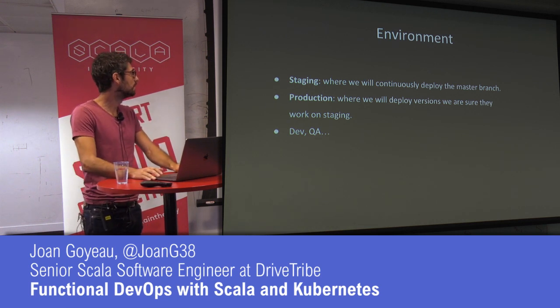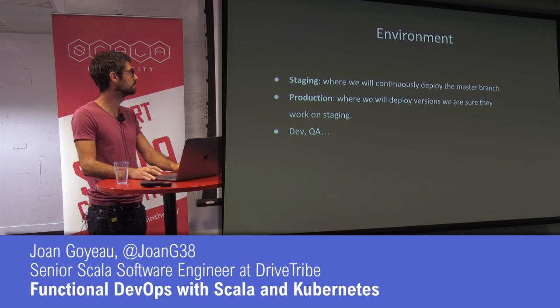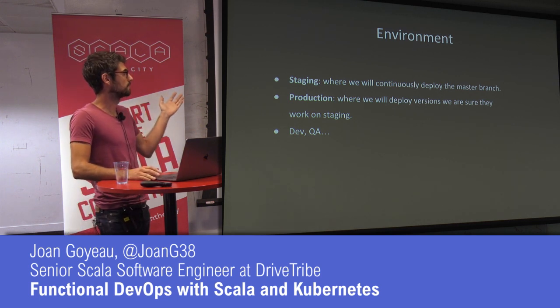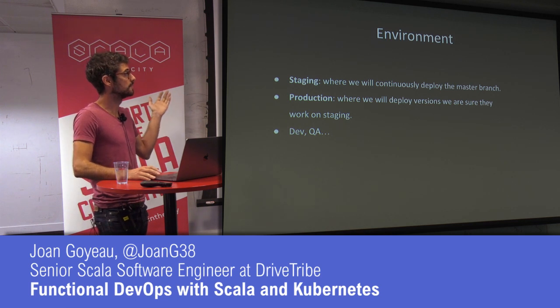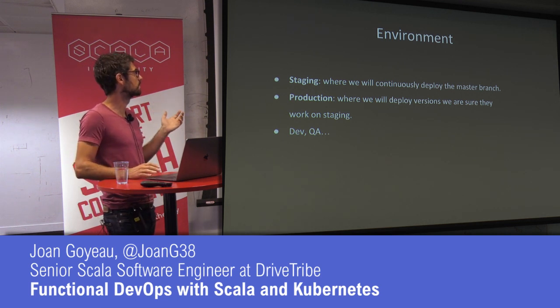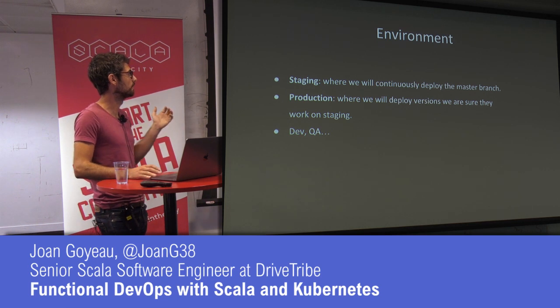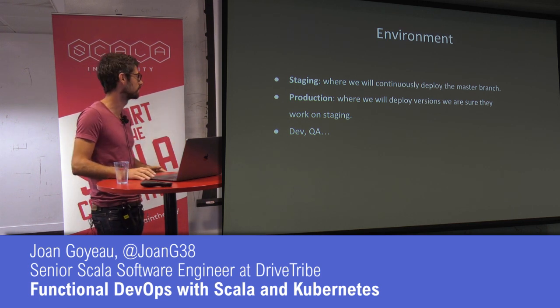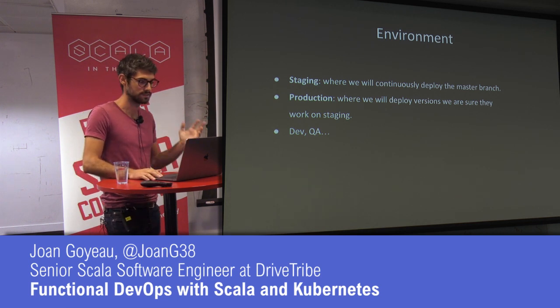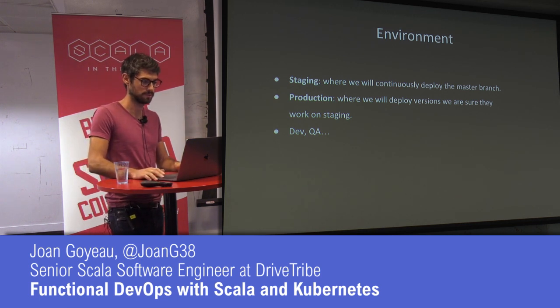All right, so before doing any deployment, we probably need an environment. We're going to create probably a staging environment where we continuously deploy the master branch. And once we are sure that the version we deployed on staging is working, then we deploy it on production, only if we are sure, in theory. And maybe you want dev, QAs, whatever name you give to them.